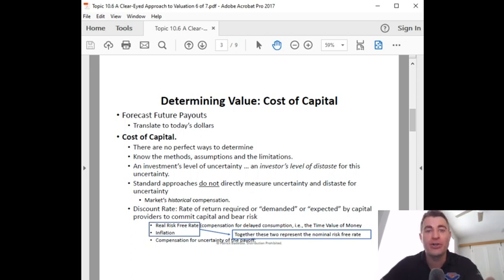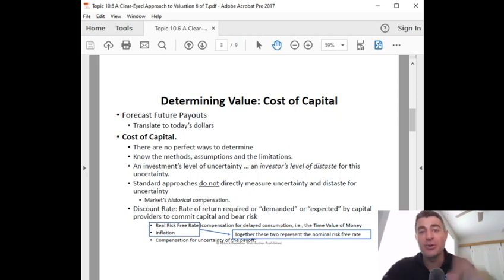Standard approaches don't directly measure uncertainty and distaste for uncertainty in the future. They usually look at the historical compensation for things. So what we'll see with CAPM and beta and all those factors is that it's saying historically what has the market compensated for that. That's fine. That's a good starting point. I mean, it's historical data. It's saying what happened, not what comes next. Obviously valuation is about what comes next. But the argument there is that maybe what happens is the best proxy for what comes next.